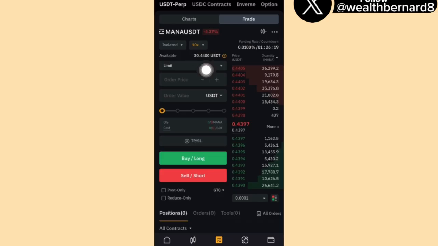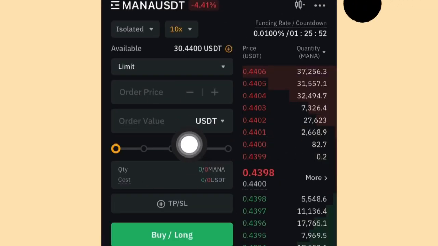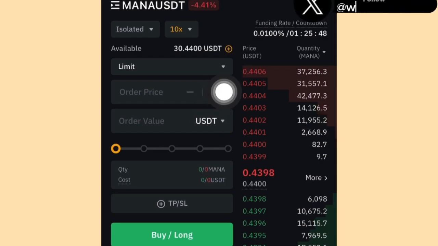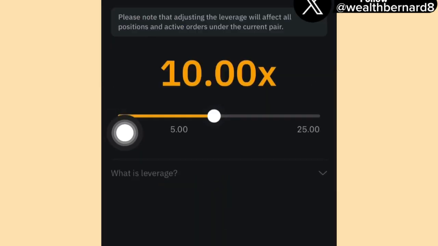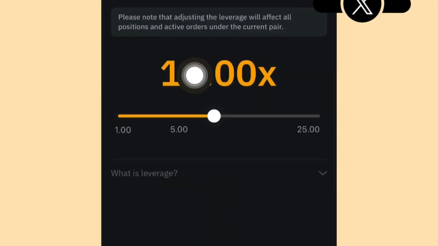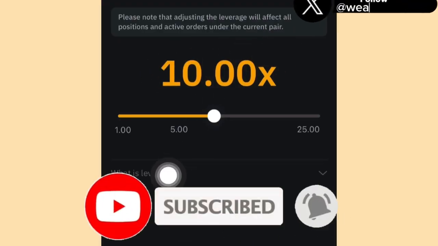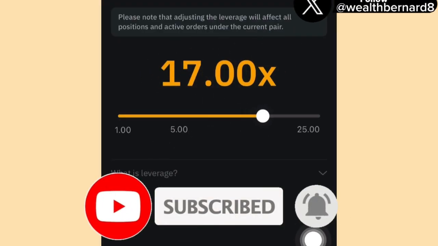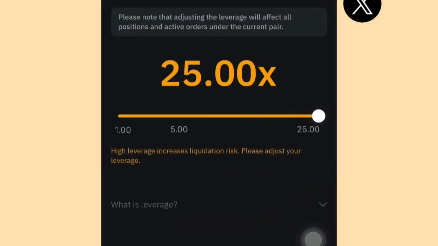So when you come right here, you want to see something called 10x. This 10x is what we call leverage, and derivative or futures trading is possible with the power of leverage. When you click on this leverage, you're going to see a note: please note the adjusting of the leverage will affect all positions and active orders under the current pair. If I keep scrolling this arrow, you're going to see it increasing up to 25x, and you see the higher leverage increases liquidation risk.